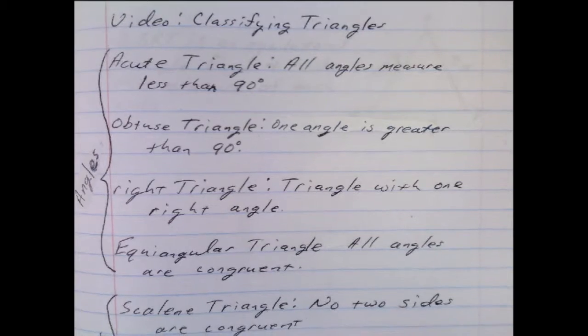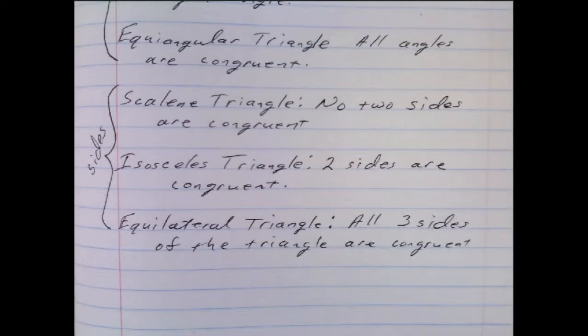Okay, then we go on to classifying by sides. In order to classify by sides, we have three different ones. The first one is scalene. Scalene means that none of the sides are congruent. The next one is isosceles. That means that we have two sides that are congruent. And then the third one is equilateral, which means all three sides are congruent.